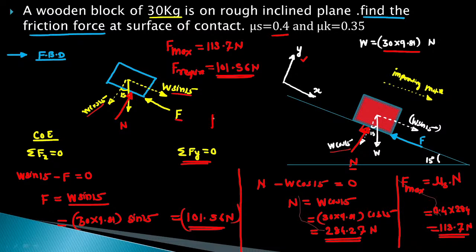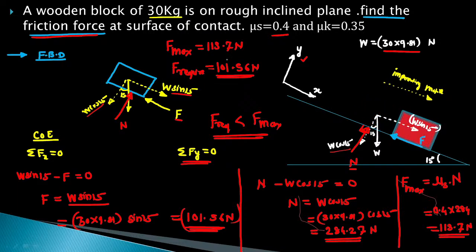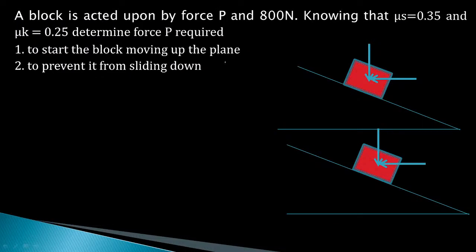As F required is less than the maximum frictional force, this object will be in the state of equilibrium. Actually the question is just to find the frictional force, so your final answer is 101.56 Newton. Now refer to the next problem.